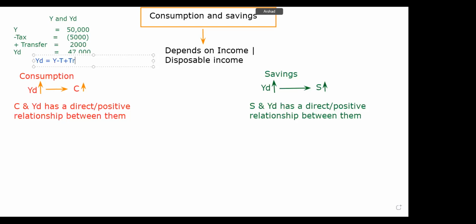Okay. So now from the income that you earn, I'll write it in this corner. Now, let's say you earn 50,000. Let's say YD is 47,000. So this 47,000, you mainly use for two purposes. What do you do with this 47,000? A part of it is what?